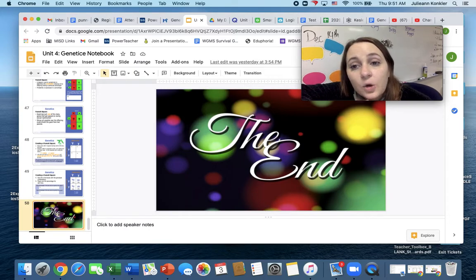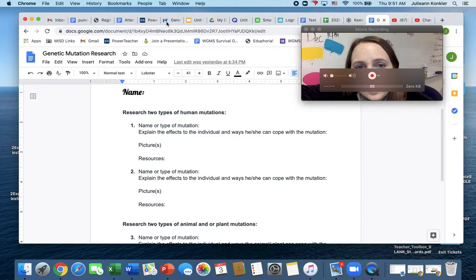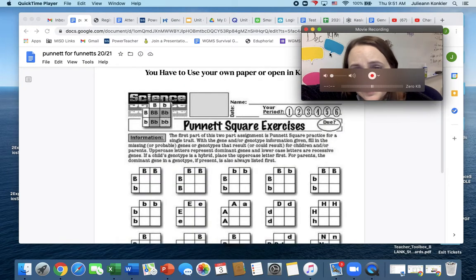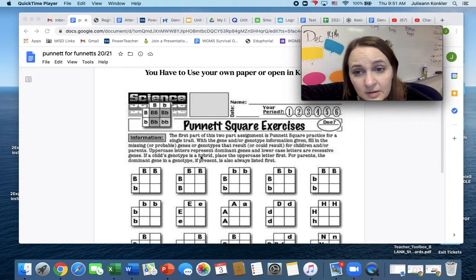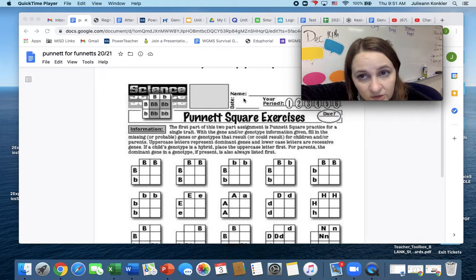We're not submitting it quite yet. I always give you a little bit of time to go back and work through things if you need to. And then we will practice more Punnett squares with this. It'll be on Kami, and you can edit it. In class, we're going to do this on paper. If you want to print it and do it on paper, it's totally fine too, but you don't have to. You can use Kami to complete this.